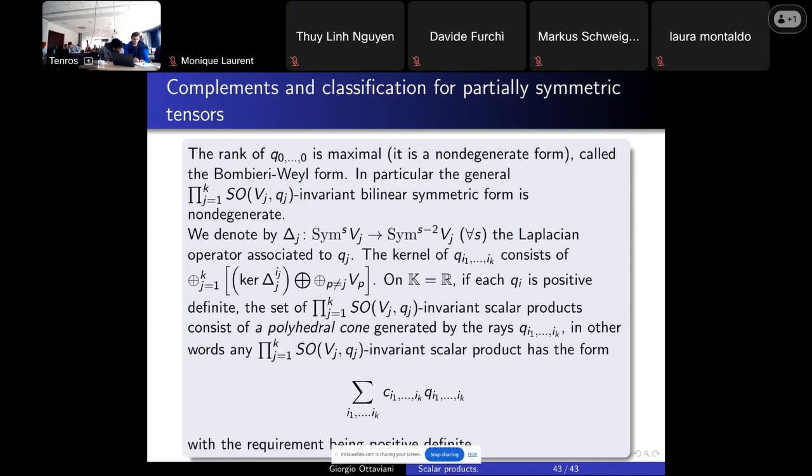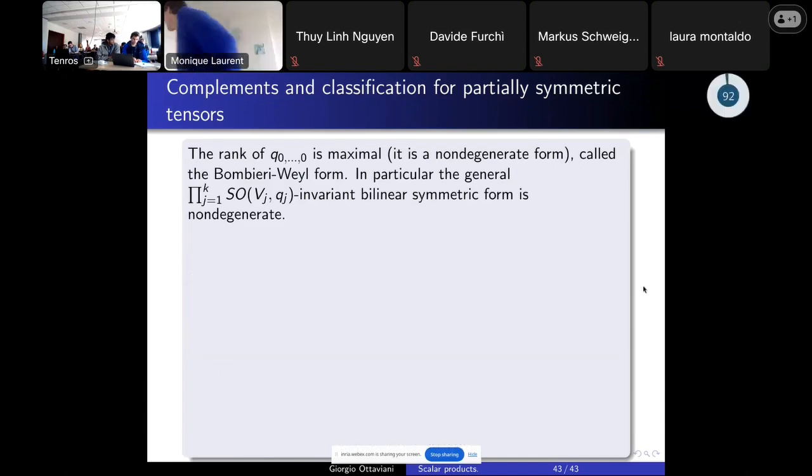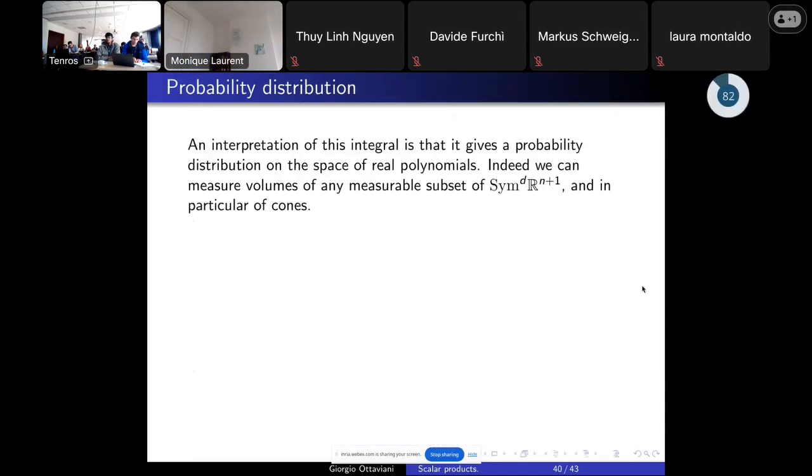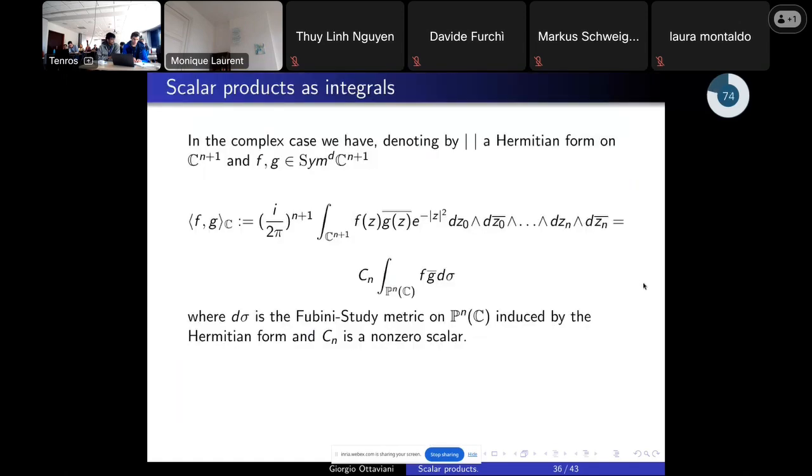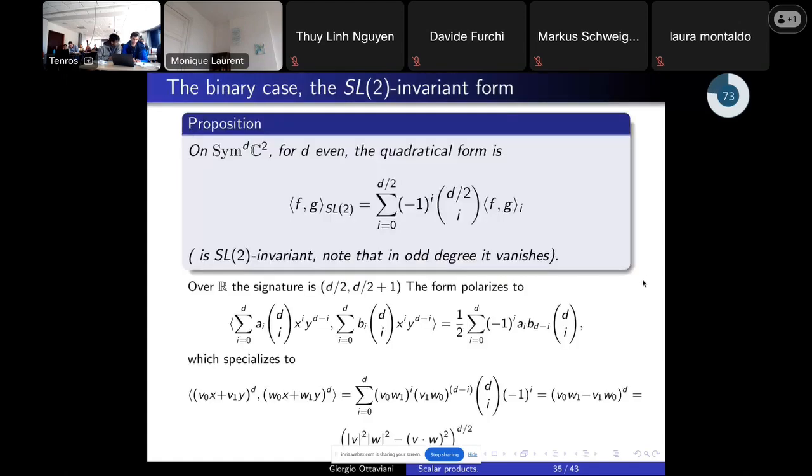Question? Yes, I have two questions. So first, can you go back to the slide where you showed this SL2 invariant? Oh, yes. Only for binary forms, yeah. This formula on the last slide, this is the Bombieri length of the wedge, right? As you mentioned. So do you have any connection?